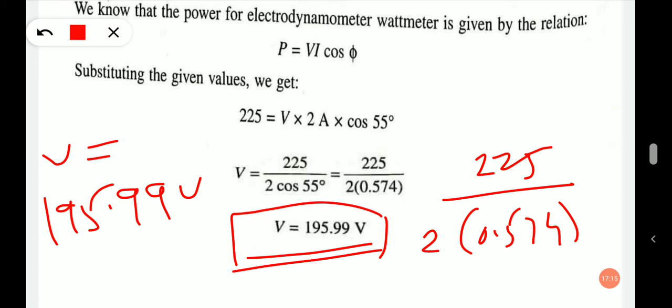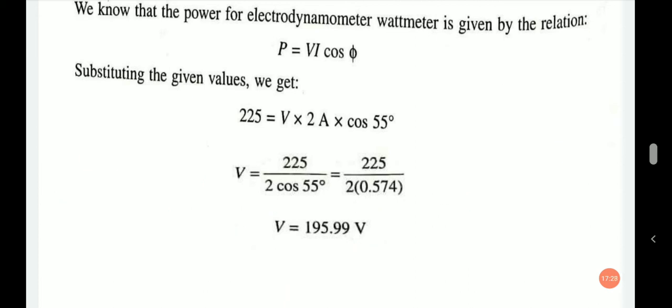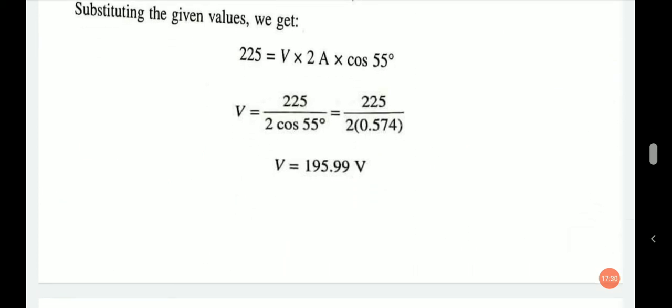So we will get this voltage for the moving coil circuit. So these are some numericals based on the electrodynamometer wattmeter.